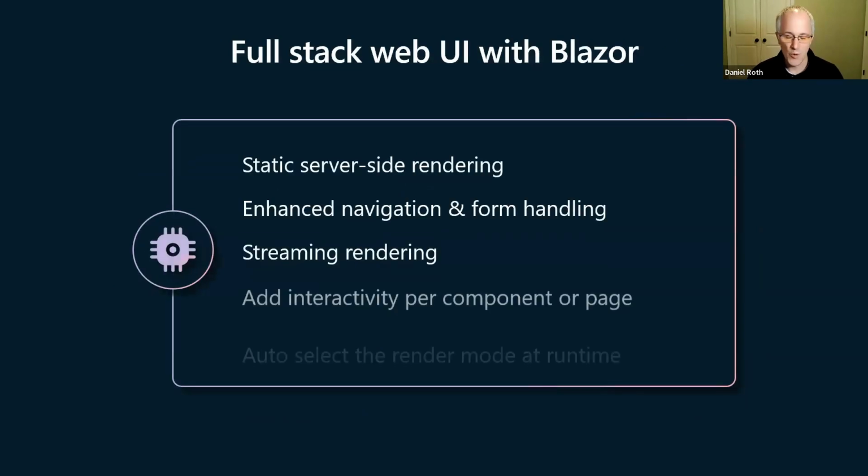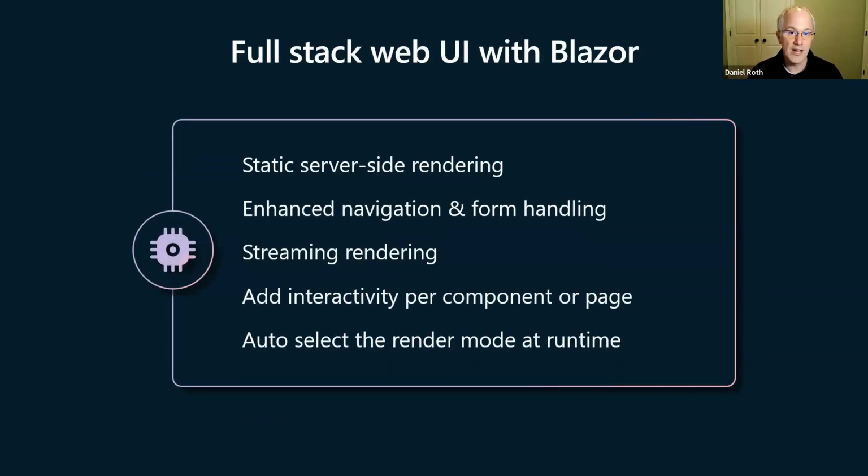Okay. So what does that really mean? What does that break down into? So full stack web UI with Blazor in .NET 8 really breaks down into 5 new areas of investment, 5 new capabilities. The first is static server-side rendering support with Blazor components. Then on top of that, we've added a couple of progressive enhancements on top of static server-side rendering by just adding a little bit of client capabilities, including enhanced navigation and form handling and streaming rendering.